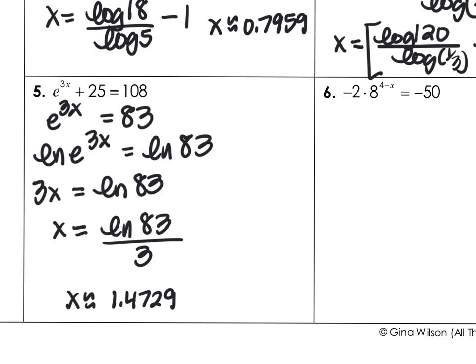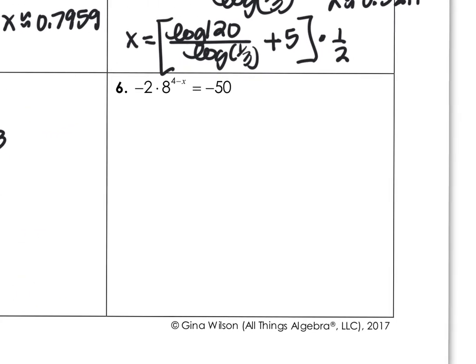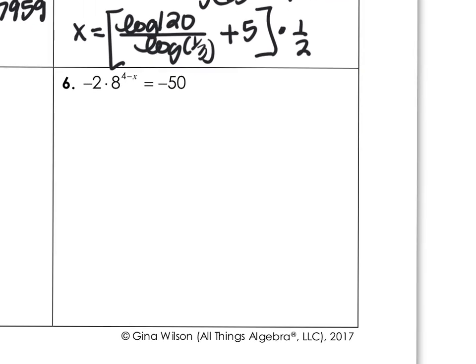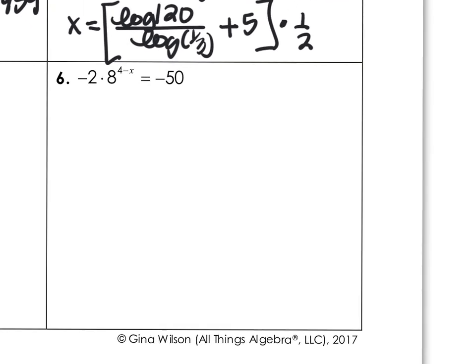Now notice on number 6, okay, so this one has a little bit more going on too. It is -2 times 8 to a power. So we are going to divide by -2 on both sides. So if I divide by -2, then this gives me 25 over here. Now it looks like what we've done before already. So we can take the log of both sides.